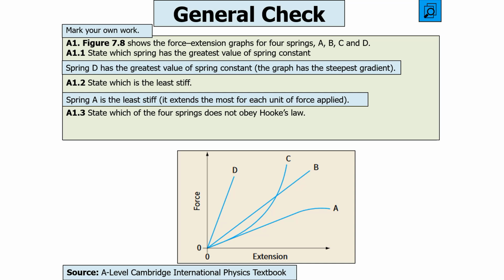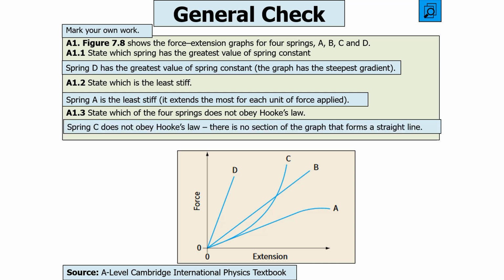Okay, and then which of the springs does not obey Hooke's law? Spring C doesn't obey Hooke's law because to follow Hooke's law, force and extension are directly proportional, so you need a straight line section for your graph.